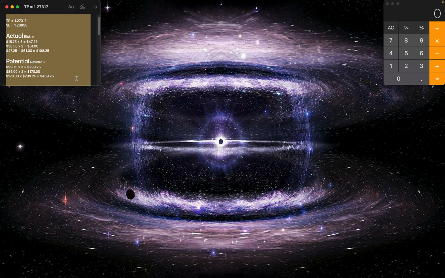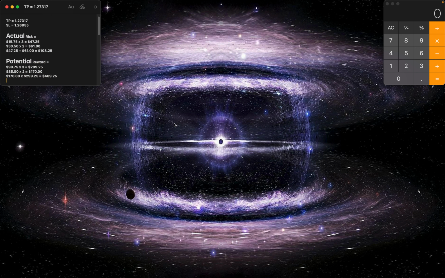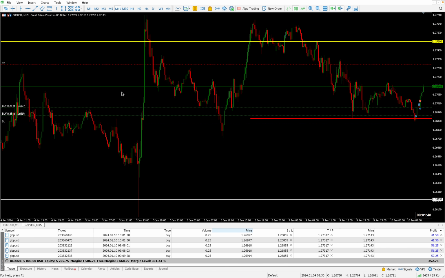what do you think? Should we make all that bold? To show how I calculated the risk. And the thing about it is if you don't calculate the actual risk, especially when you take multiple positions like this, you don't really know how much you're risking.